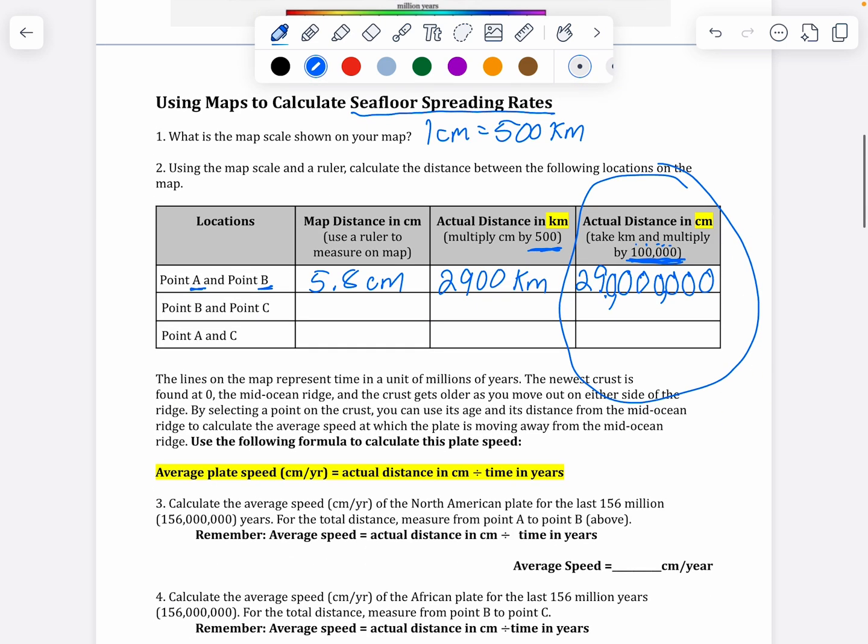Now I'm going to want to use that number when I'm using this calculation here. So to find the average plate speed, I need to use that number from above, the actual distance, and divide it by the time in years. So in the problem, it'll tell you what the amount of years is. You just need to divide those two to get your average speed.